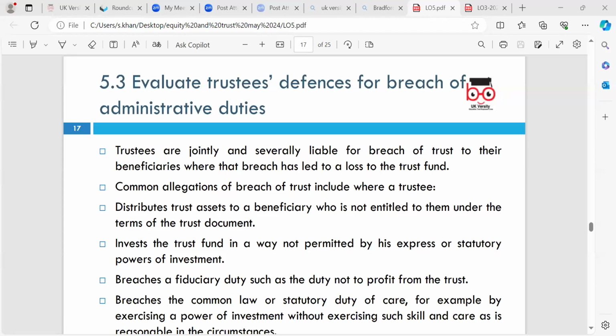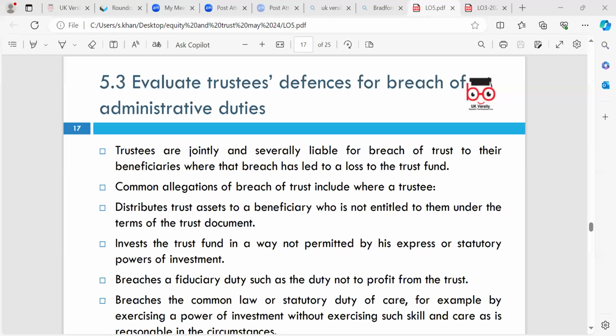Trustees are jointly and severally liable for breach of trust to their beneficiaries where the breach has led to a loss of the trust fund. Common allegations of breach of trust include where they distribute trust assets to a beneficiary who is not entitled to them under the terms of the trust document. They invest the trust fund in a way not permitted by their express or statutory powers of investment.